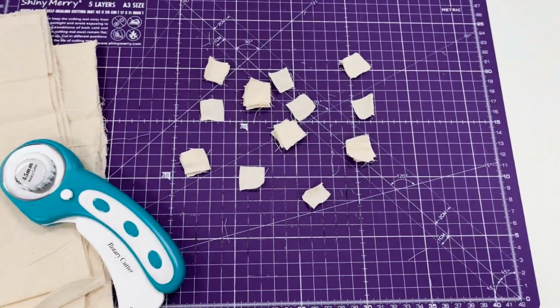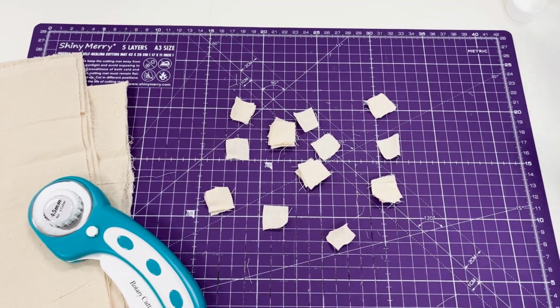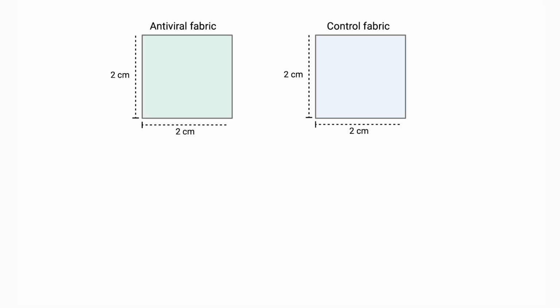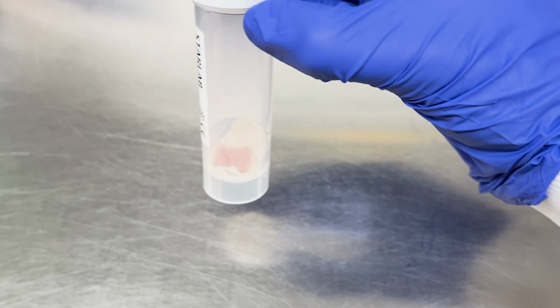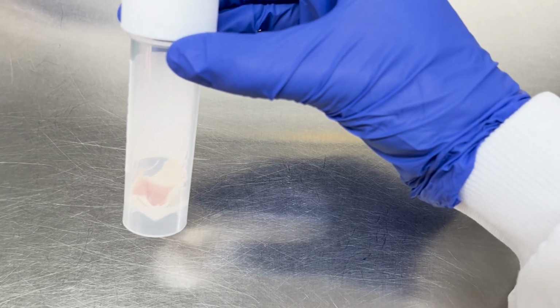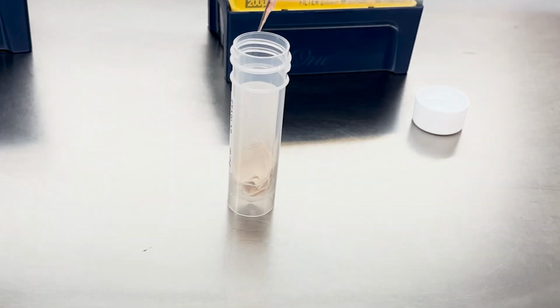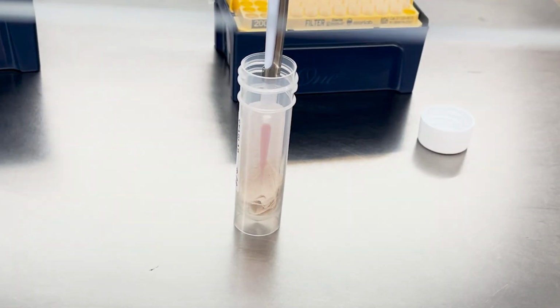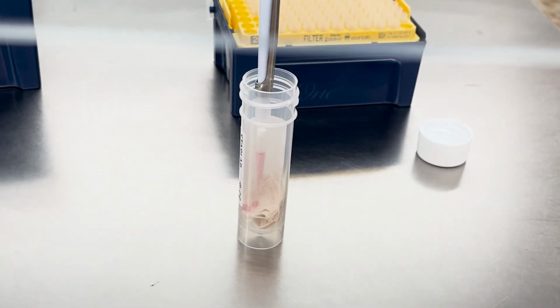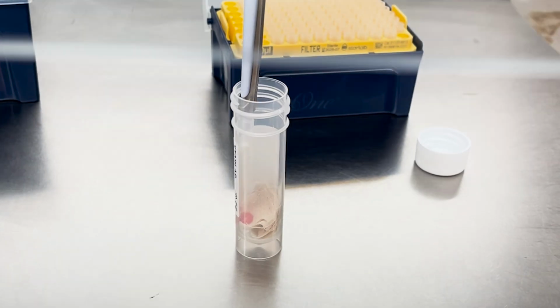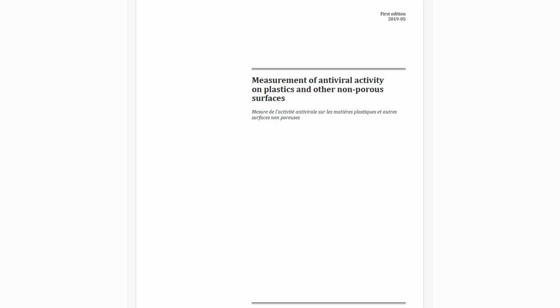First, fabric samples are prepared according to the guidelines. The material is carefully cut into standardized sizes, typically 2 centimeters by 2 centimeters. The material must be able to absorb the solution containing the virus, as this is essential for the test to work correctly. If the fabric is impermeable and cannot absorb the solution, ISO18184 is not the appropriate standard. In such cases, ISO21702, which tests non-porous surfaces, should be used instead.